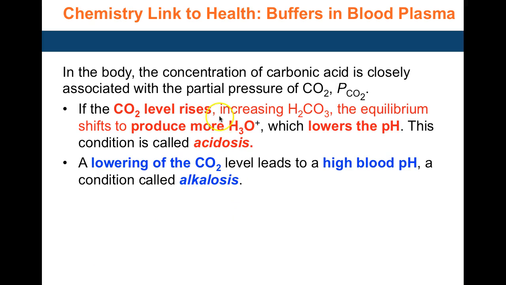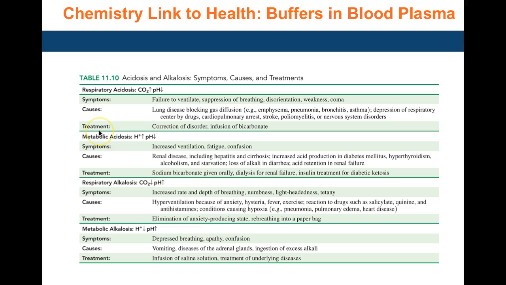So carbon dioxide rises, then carbonic acid will rise, the equilibrium will produce more H3O plus, and the blood pH will be lowered. This condition is called acidosis. The opposite of that, lowering of the carbon dioxide, would be high blood pH and alkalosis. So both conditions are equally harmful. And so table 11.1 summarizes the causes of acidosis and alkalosis and then the treatments.